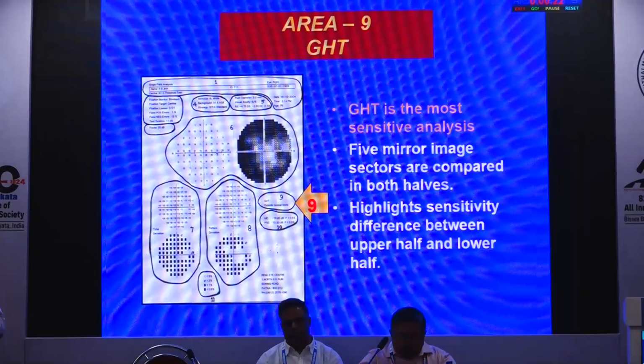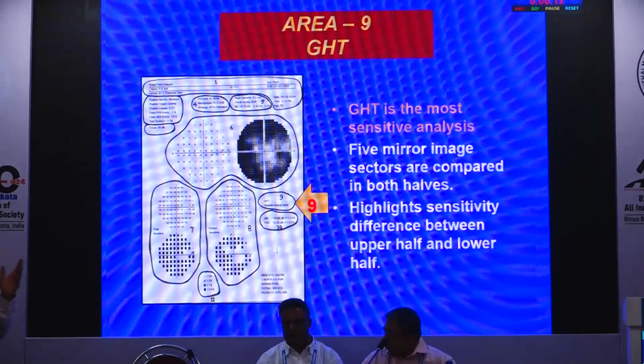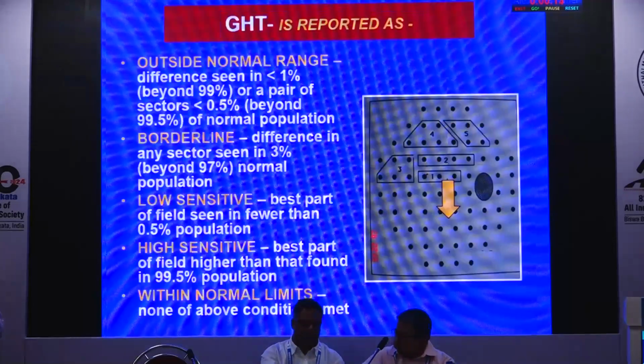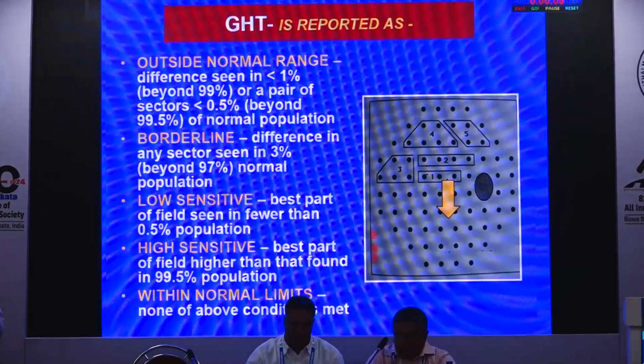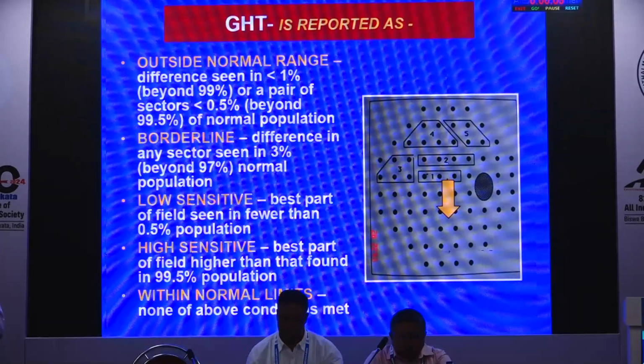Area number 9 is the GHT, the Glaucoma Hemifield Test, which is the most important. It has 5 mirror image zones in the superior and the inferior sectors. They are compared to each other. This is very glaucoma sensitive, and it is flagged by 5 definitions: outside normal limits, borderline, general reduction of sensitivity, abnormally high sensitivity, and within normal limits.